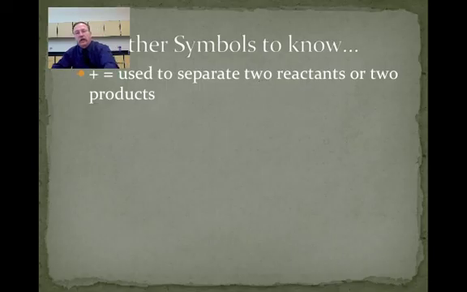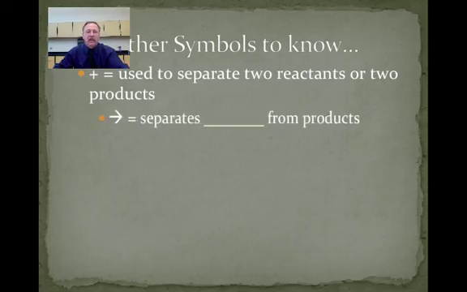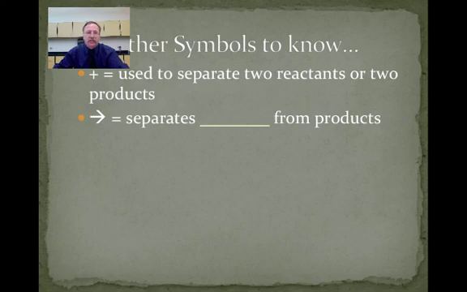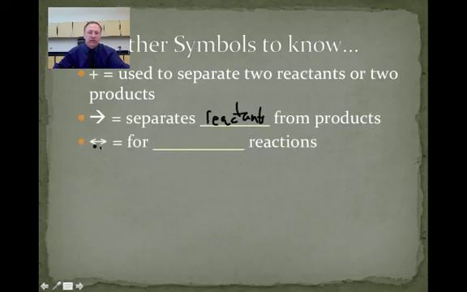Okay, and the other symbols, the plus sign means we're just going to separate two elements or two compounds or something in our chemical equation. That's all it means. Could be on the reactant side, could be on the product side, could be on both. Okay? And the arrow is going to separate, as we've talked about, our reactants and our products. Because it's the thing that creates a production. And if we have a double arrow, it means going both directions. That means the reaction can go both directions, or we call that reversible.